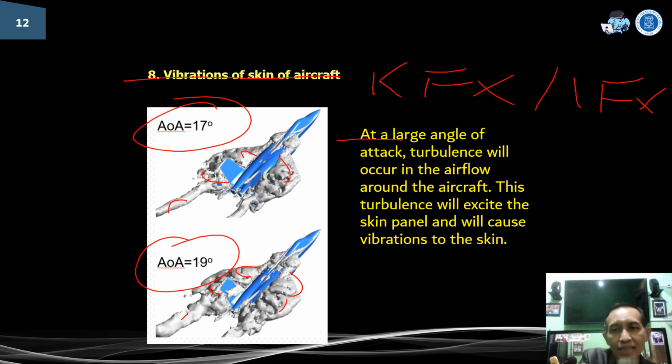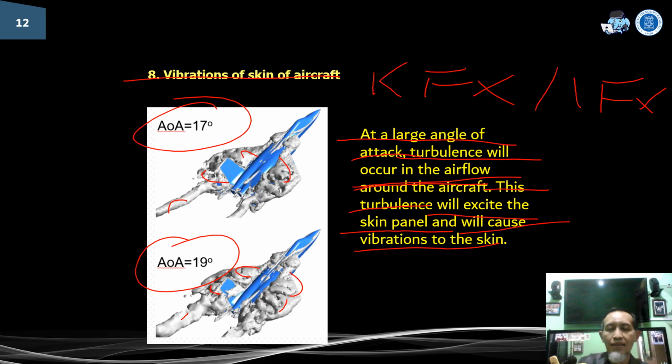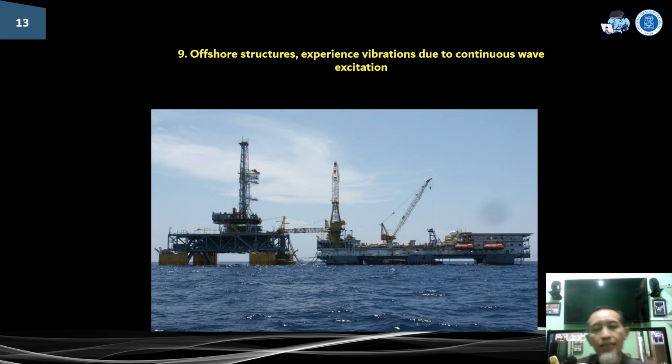At a large angle of attack, turbulence will occur in the airflow around the aircraft. This turbulence will excite the skin panel and cause vibration of the skin. This is the buffet phenomenon. We call this phenomenon buffeting.